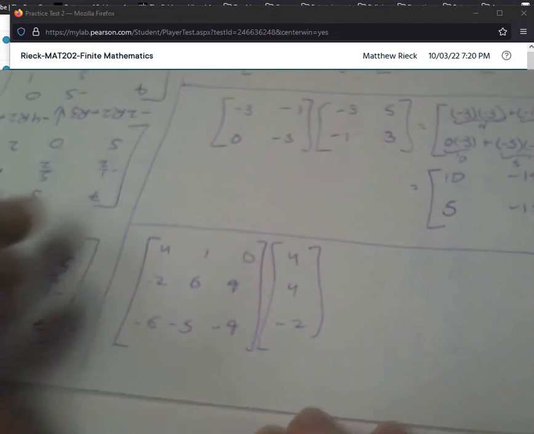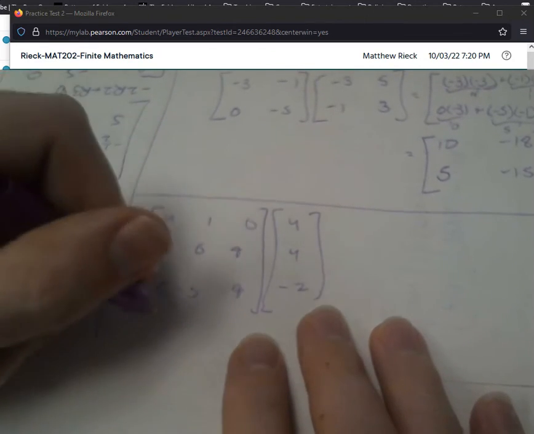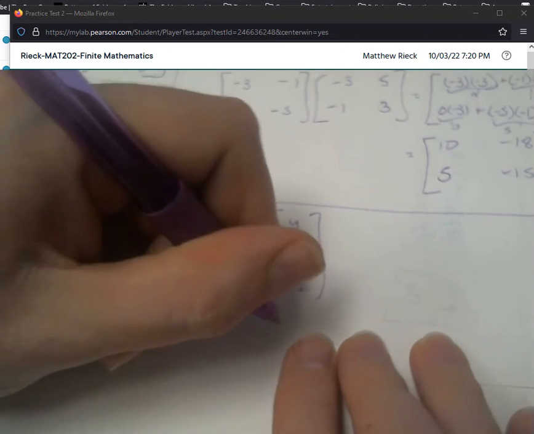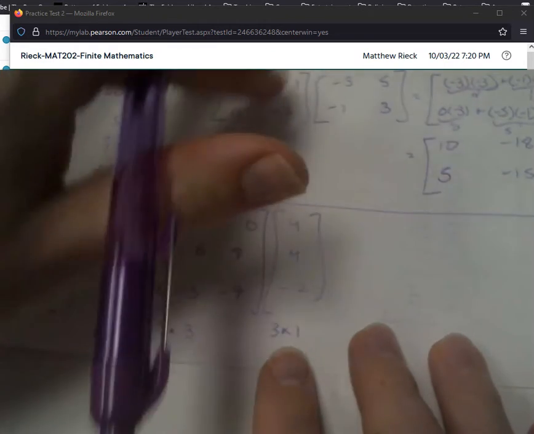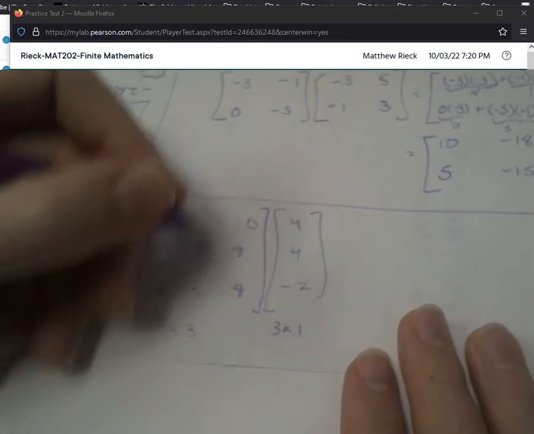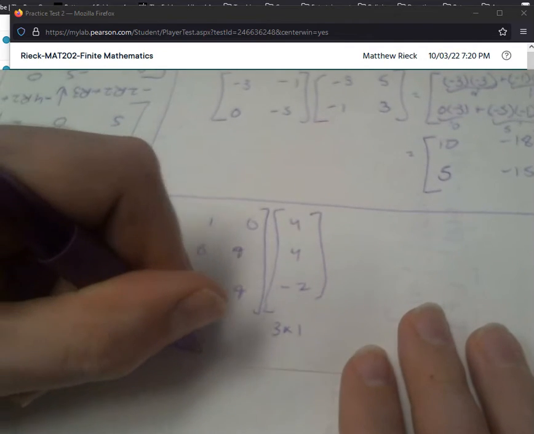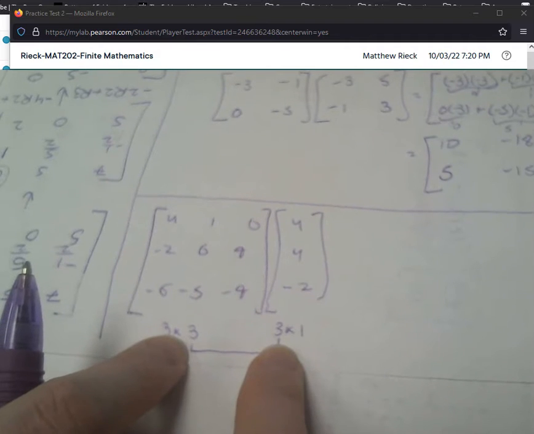All right. So here I have another example of where we're finding the product of two matrices. In this case, we have a 3 by 3, and here we have a 3 by 1. So again, in order to find the product, the previous one was a square matrix, so you can always find the product of two square matrices that are the same dimension. In order to find the product, these two inside dimensions need to be the same.